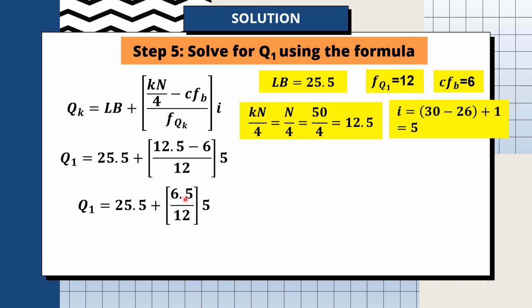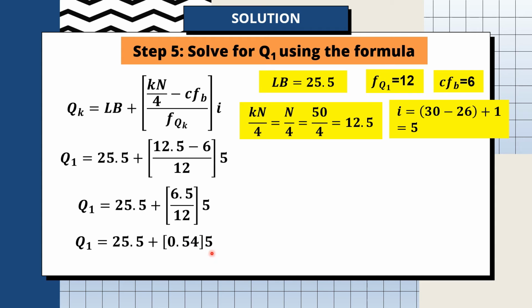And then, i-divide na natin siya sa 12. So, careful lang sa pag-divide. Dapat kukunin lang natin hanggang 2 decimal places. Kapag more than 2 decimal places, it means mag-round off na tayo. So, 6.5 divided by 12 is 0.54. Naka-round off na po ito.